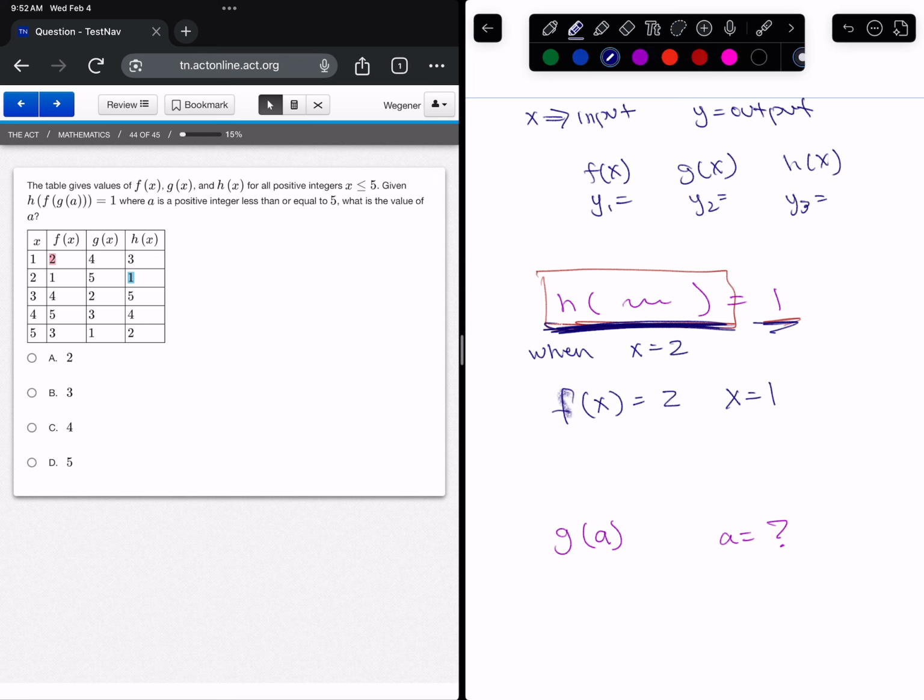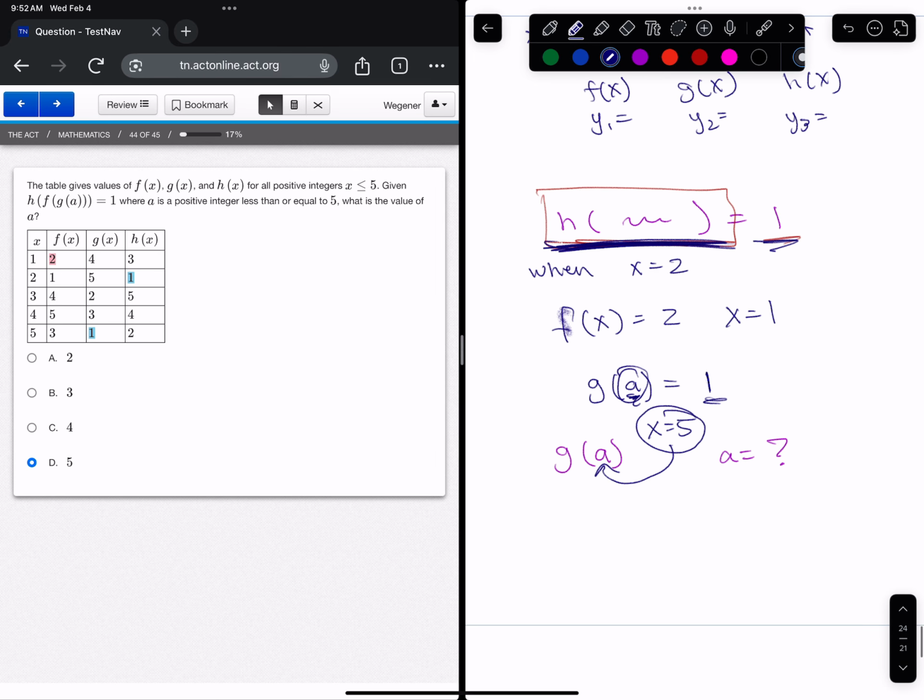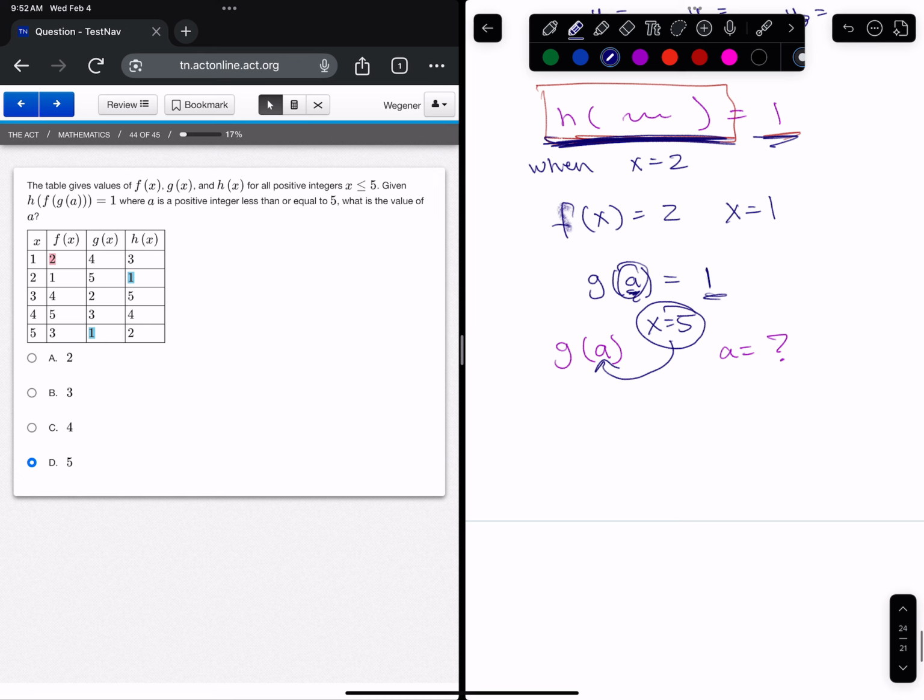Now we ultimately want to ask ourselves what makes g of x equal to 1, and that will give us our a. If I look, g of x equals 1 occurs when x equals 5. So the answer is a equals 5. For these types of questions, you're going outside and then in. You start off with h, then f, and then g.